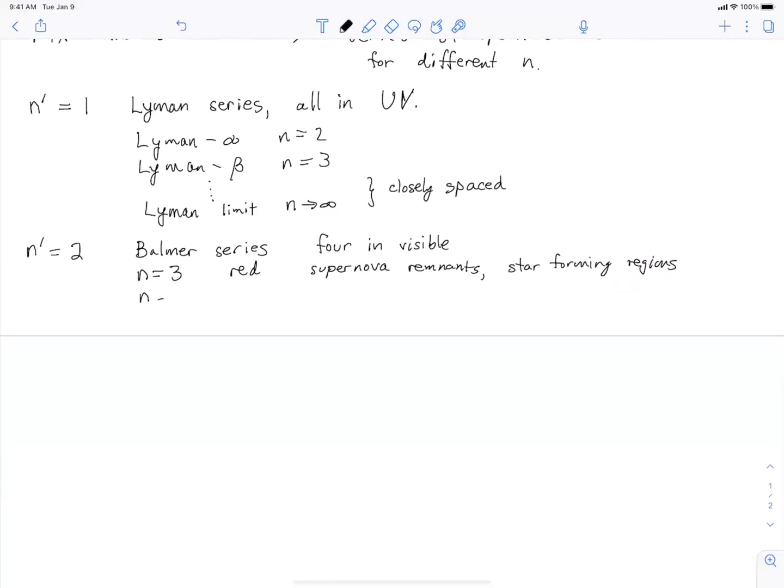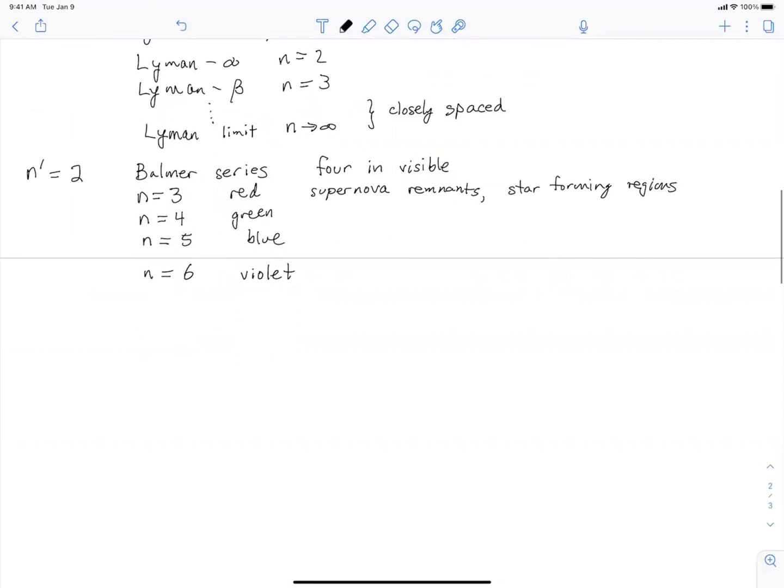And then n equals 4 to n prime equals 2 would give you a green line. N equals 5 gives you a blue line. N equals 6 gives you a violet line. And then everything from there on, from n equals 7 up to n equals infinity, or as n approaches infinity, those lines are also all in the ultraviolet. So you can't see them with the eye.